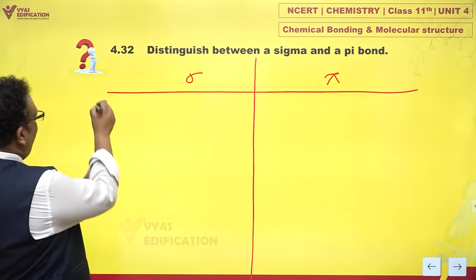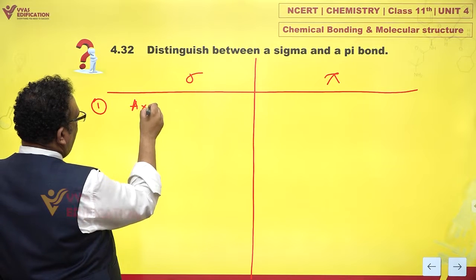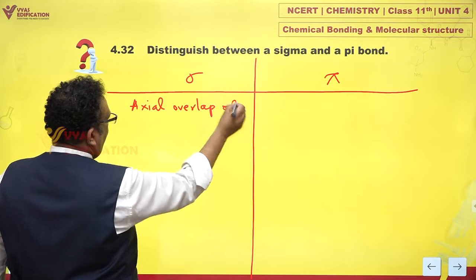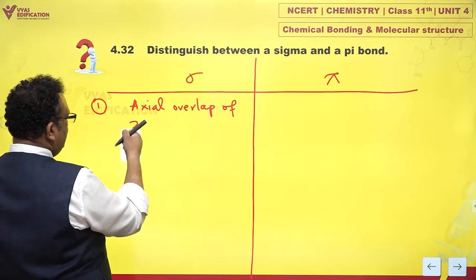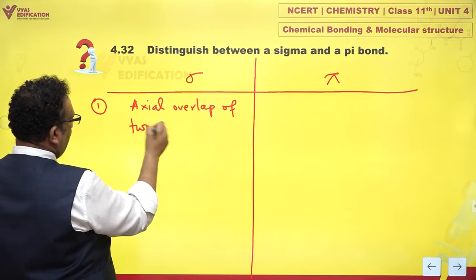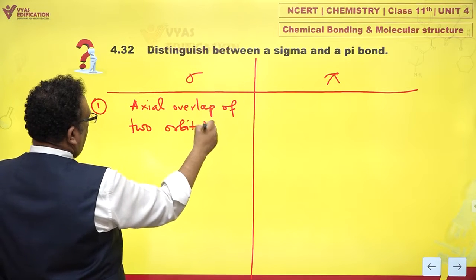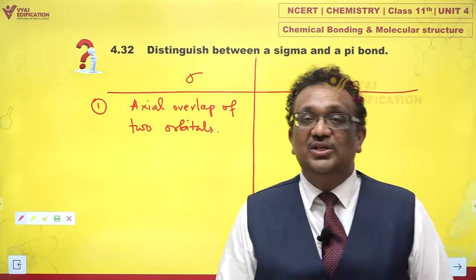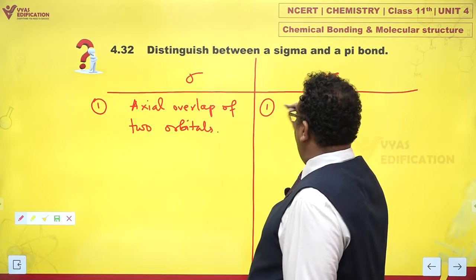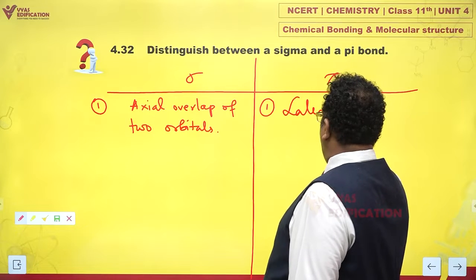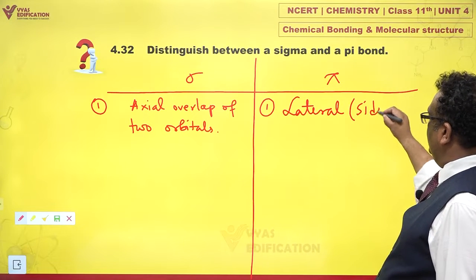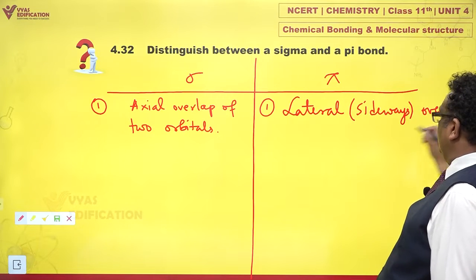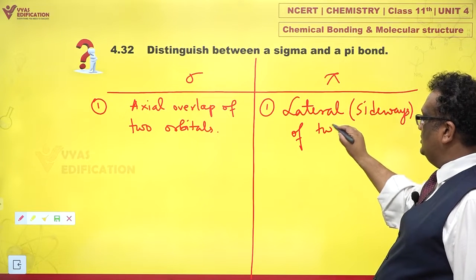First of all, a sigma bond is formed by axial overlap of two orbitals. If two orbitals undergo overlap along the axis, then they give you a sigma bond. And a pi bond is formed by lateral, sometimes people call it sideways, overlap of two orbitals.